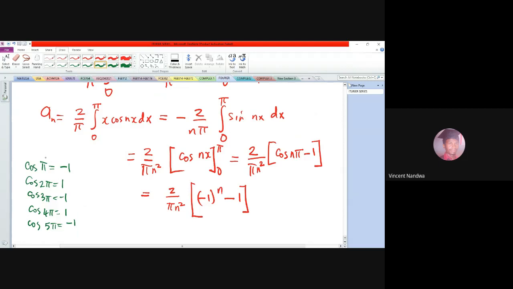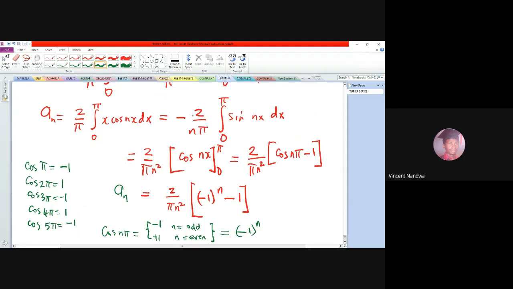So that's why cosine of n pi has two values, negative 1 when n is odd, and positive 1 when n is even. What can put together these two solutions is simply negative 1 raised to the power n. So that's why we are writing cos n pi as this one here. And then cos of 0 we know is 1. So this is our a n.